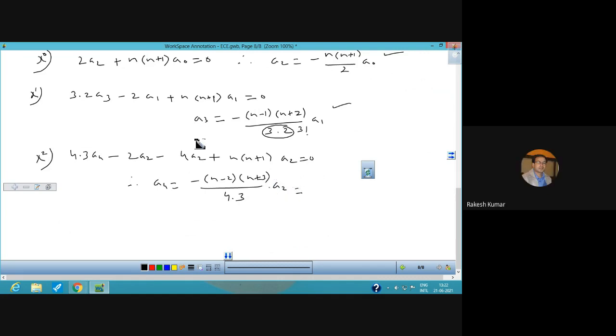So now you can put the value. The value of a2 can be used, this one. Put the value of a2, you will have n minus 2 n plus 1 n plus 3 and divide by 4 into 3 into 2, that is 4 factorial into a naught. So अब नोट करने वाली बात यह है कि जो a2 है that is in terms of a naught and a4 is also in terms of a naught and a3 is in terms of a1.